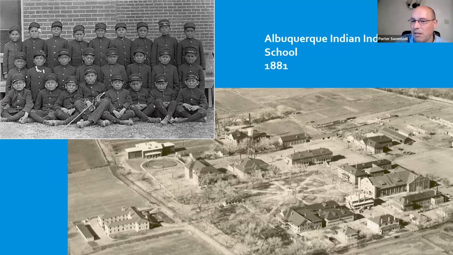And Captain Pratt was a veteran of the Civil War, a military guy. He built the first industrial school at a military fort. And he believed that the way to kill the Indian and save the man was to use a military school type model to bring Native kids away from their communities and put them into these military complexes and cut their hair and strip them of their culture and things like that.